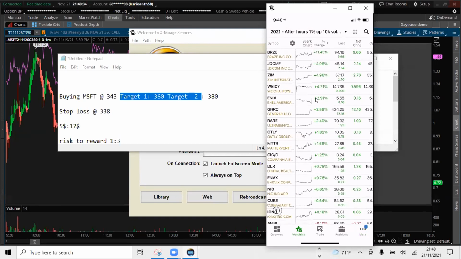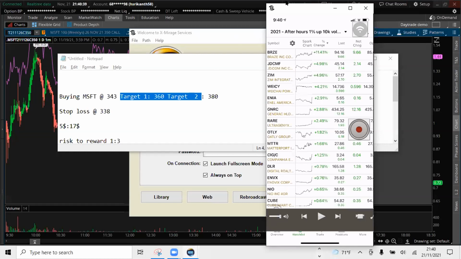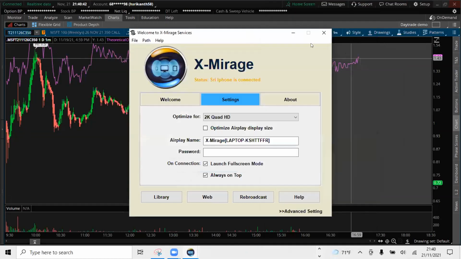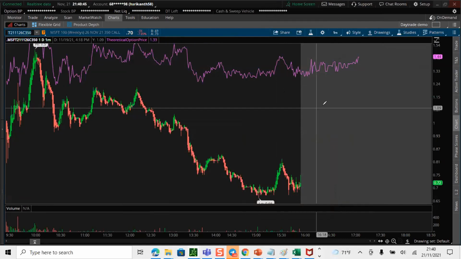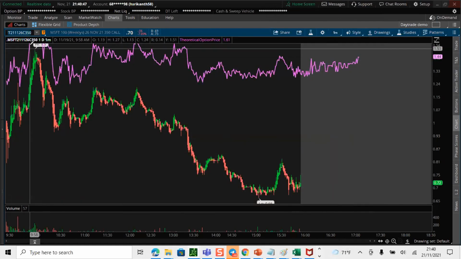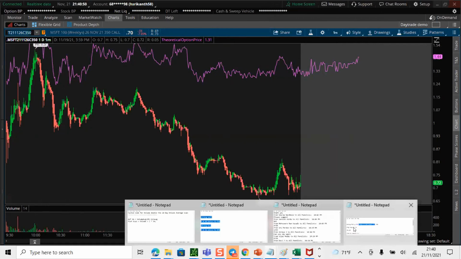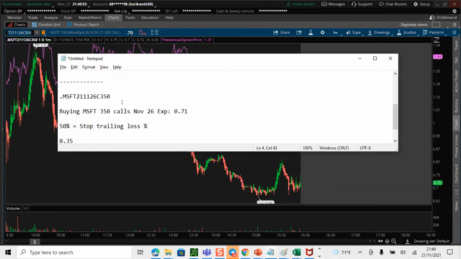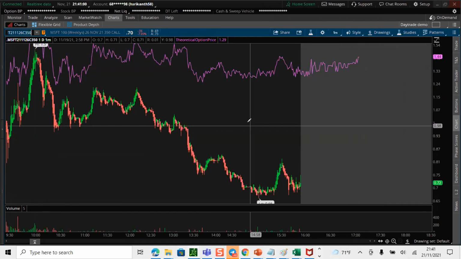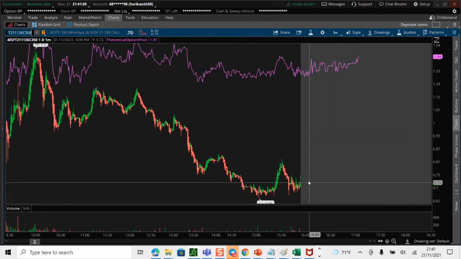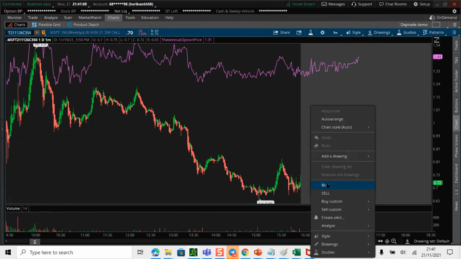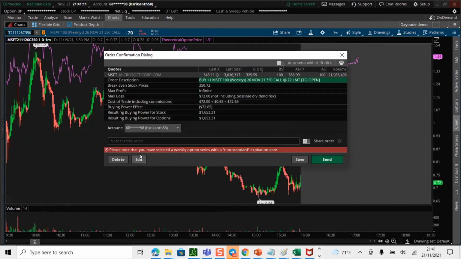It is provided by TD Ameritrade. Now I'll show one on the options chain. Let's say this Microsoft's options, 350 calls, expiry November 26th. I just want to show both buy and sell. So I selected the option chain, and then I right click, click buy and click edit.